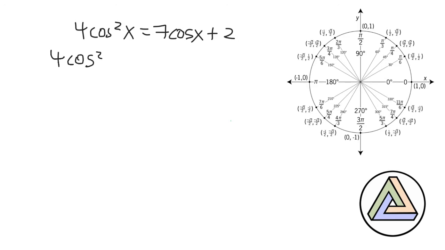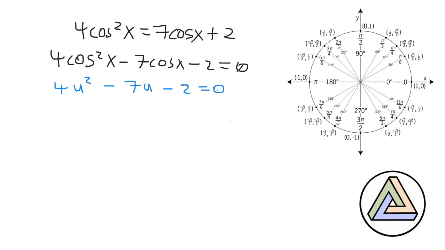All right, so the next one is 4 cosine squared x equals 7 cosine x plus 2. This one, similarly, I'm going to want to get it to resemble the quadratic trinomial set equal to 0. In this case, I'm going to have to subtract both of these guys from both sides of the equation, giving me negative 7 cosine x minus 2 equals 0. Similarly, I'm going to use u substitution, where this would be 4u squared minus 7u minus 2 equals 0.